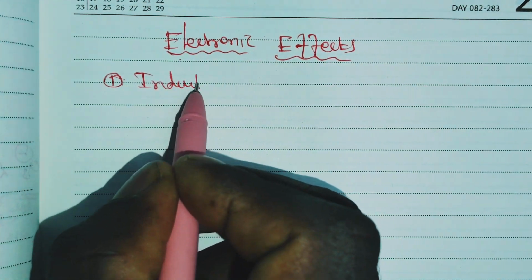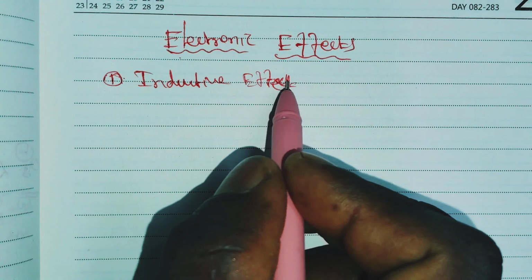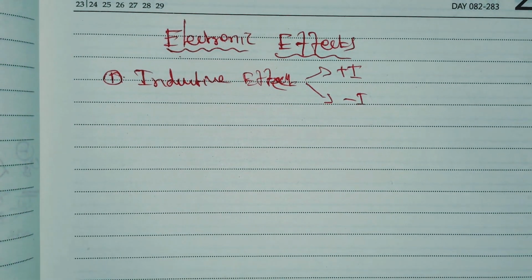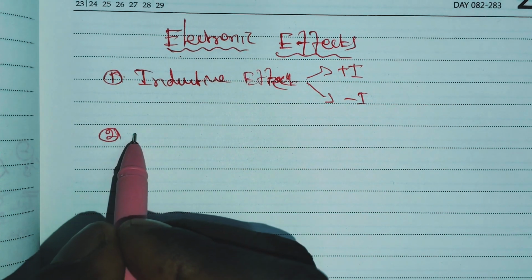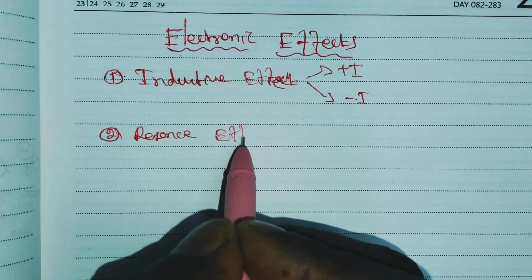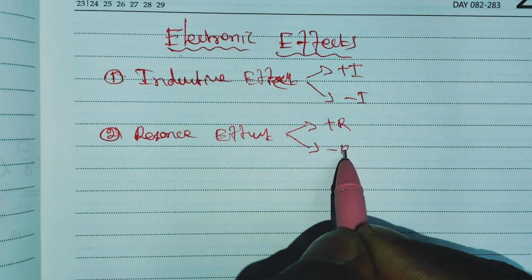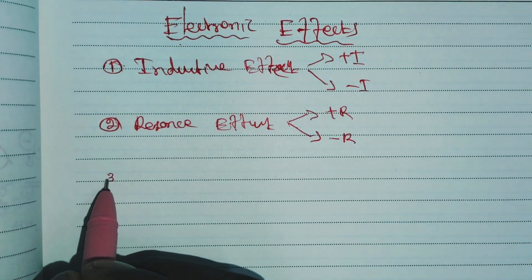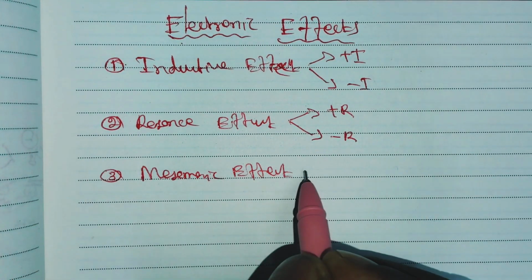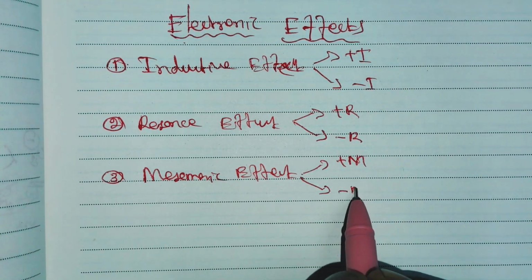effect. Okay, there is the inductive effect. This inductive effect is classified into the plus I effect and the minus I effect. Then the second category is the resonance effect. The resonance effect again has two types: one is the plus R effect, another is the minus R effect. And the third one is the mesomeric effect. This mesomeric effect is also classified into two types: one is the plus M effect and another is the minus M effect.